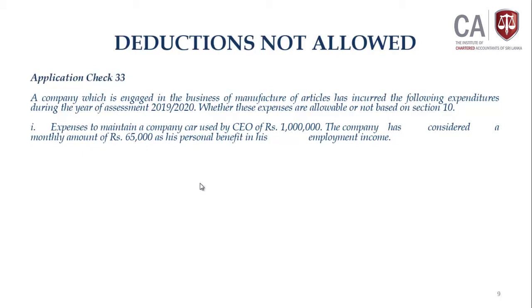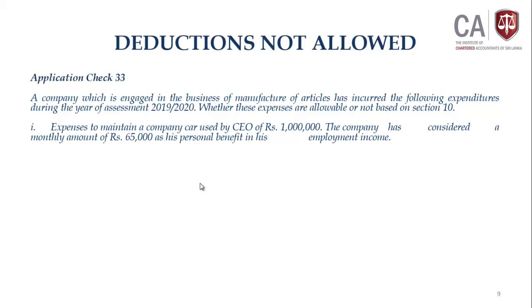The expenses to maintain a motor car used by the CEO are 1 million. The company has considered the monthly amount of 65,000 as his personal benefit in his employment income. So, the company incurred an expense of 1 million rupees for the CEO's motor vehicle. He is using the motor vehicle for official as well as private purposes. Since non-cash benefits are involved here in the hands of the employee, according to the regulation issued by the Commissioner General, not only the vehicle but the fuel is also given. So, the regular amount to be taxable monthly is ascertained as 65,000.